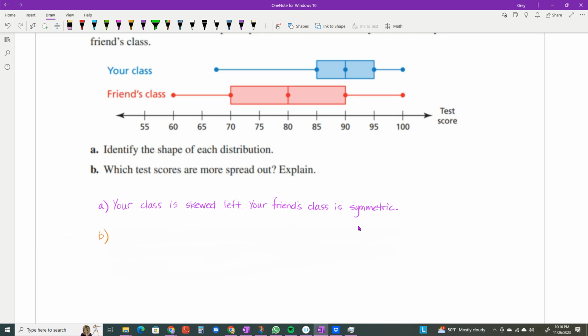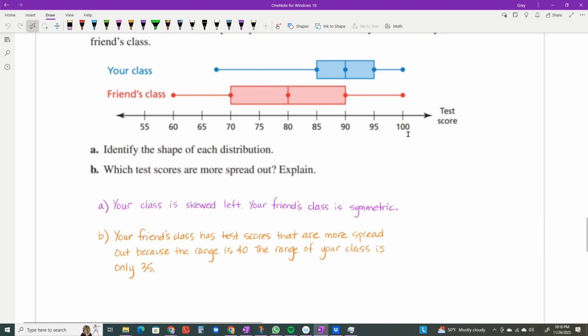Part B, which test scores are more spread out? Your friend's class has test scores that are more spread out because the range is 40. The range of your class is only 35. Remember, that's doing 100 minus 65, which is 35. That's your class. Your friend's class went from 100 to 60, so his range is 40.